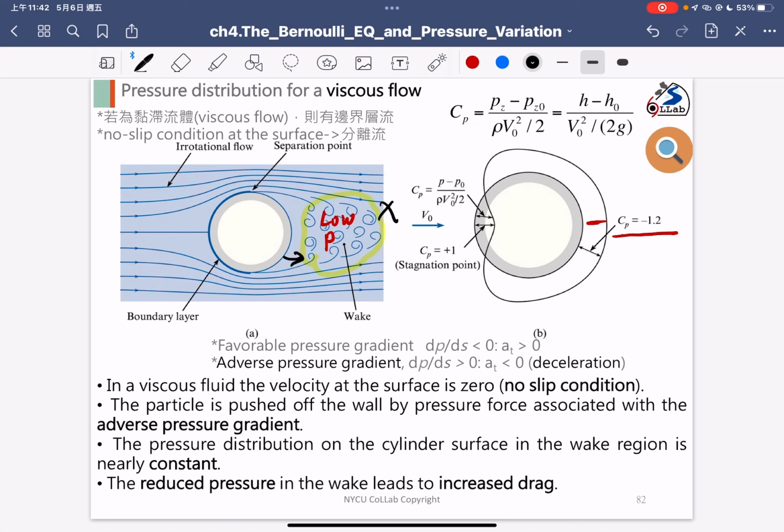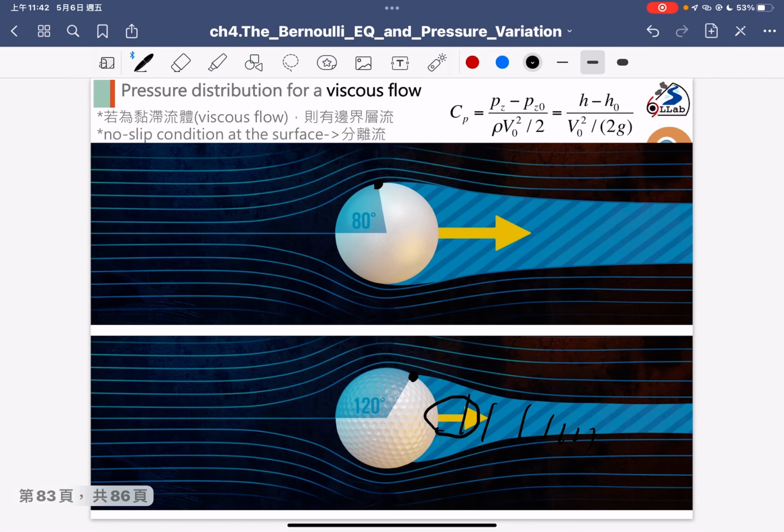Okay, so sometimes for engineering problems, we would like to reduce the wake flow. And how can we reduce the wake flow? The idea is you need to delay the separation point. If your separation point occurs early, you will have a large region of wake flow. So you would like to delay the separation point and move it to here, and the wake flow region can be significantly reduced.